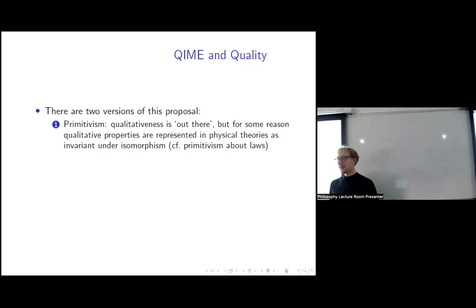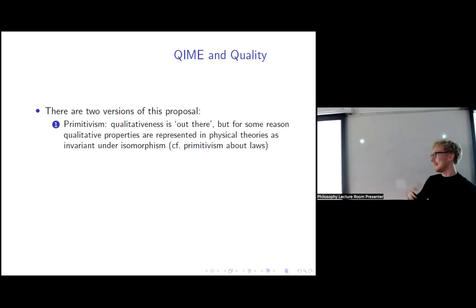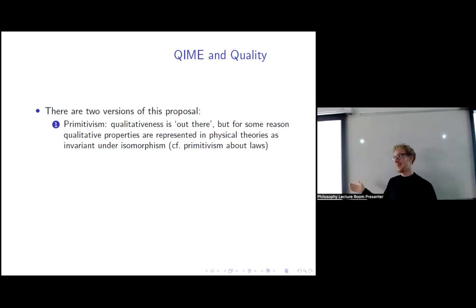So think about this a bit like you might think about laws. Say we believe that laws are just primitive out there. But we seem to have good reason to believe that the laws are represented by, say, the axioms and theorems of our best deductive system of the world. I mean, there is more to be said about why we would then believe that.